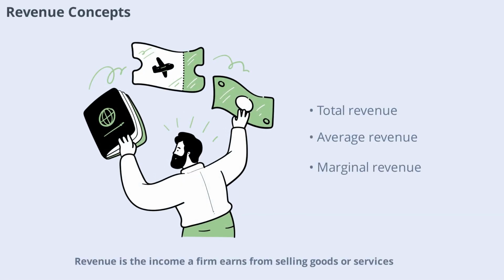Revenue is the income a firm earns from selling goods or services. Total revenue is price times quantity sold. Average revenue is total revenue divided by quantity, and marginal revenue is the additional revenue from selling one more unit. These concepts help firms analyze their sales performance and pricing strategies.